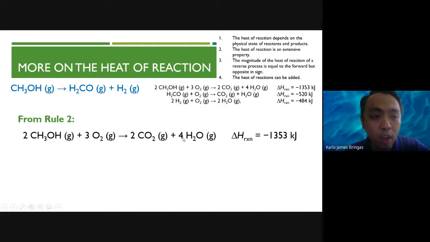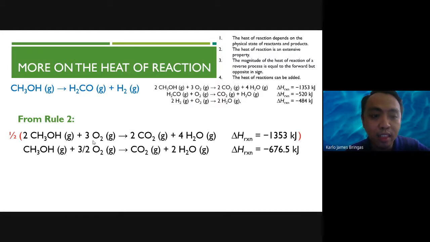So when you divide everything by 2 in here, that's how you get the 3 halves oxygen. 2 divided by 2 gives us just 1, same as what we're supposed to get in the target. 3 divided by 2 gives us 3 halves. 2 divided by 2 gives us 1. 4 divided by 2 gives us the 2 water. Okay, so does that answer your question?